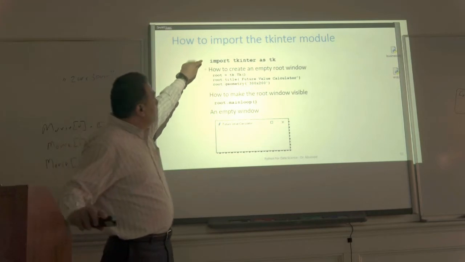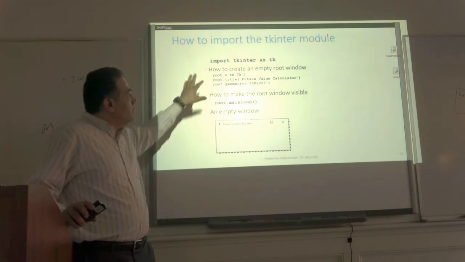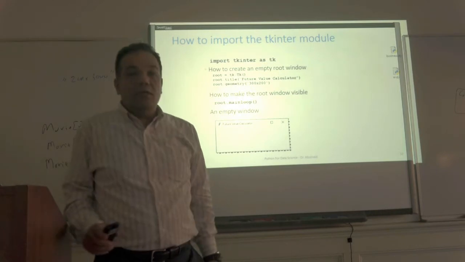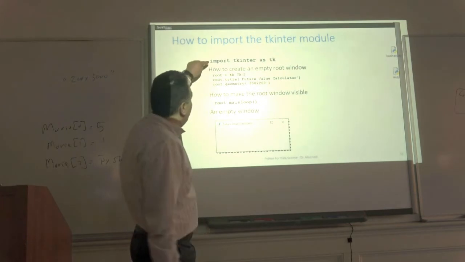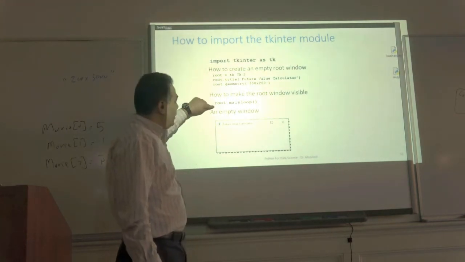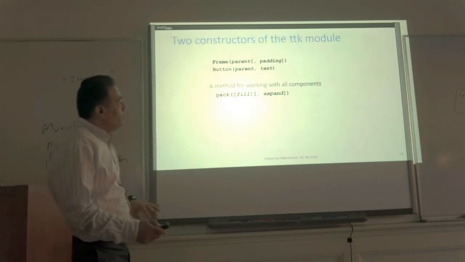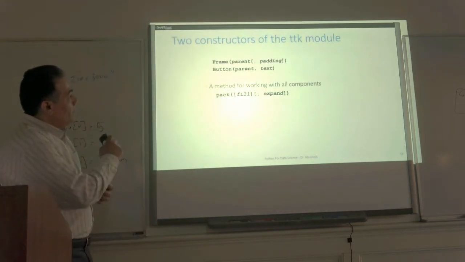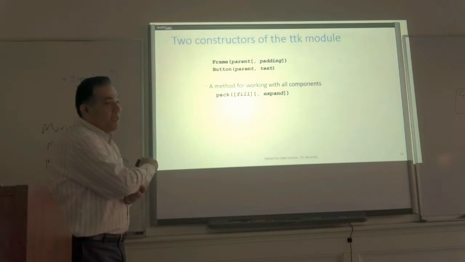Alright, so 1, 2, 3, 4, 5. To create an empty window, you have to have them. Actually, not 5. What are the mandatory 3? The import, the root, and the manipulate. This is good, but usually you have to include that. Then after that, you need to create frames.